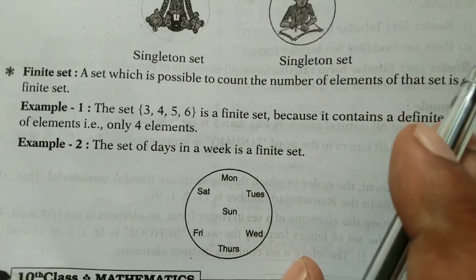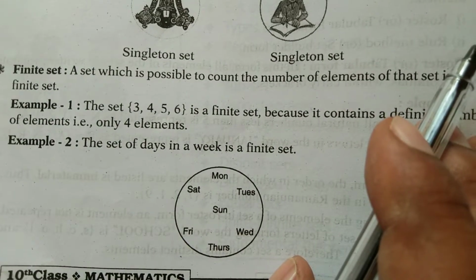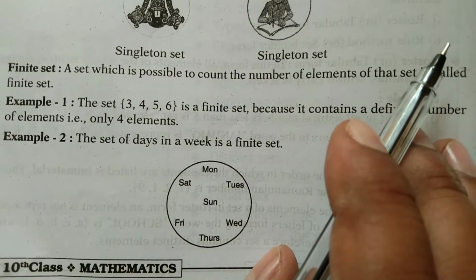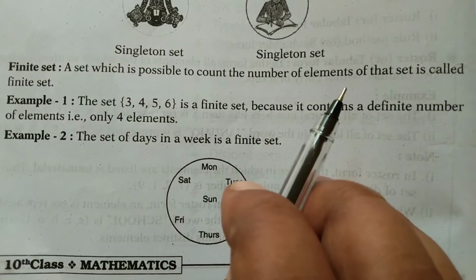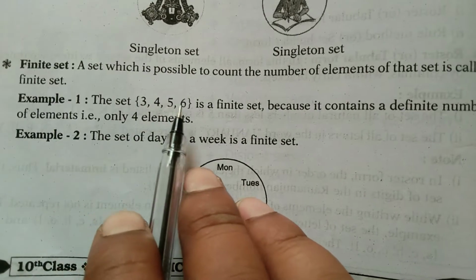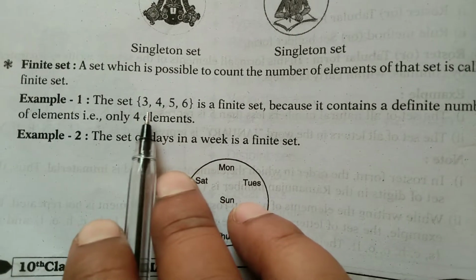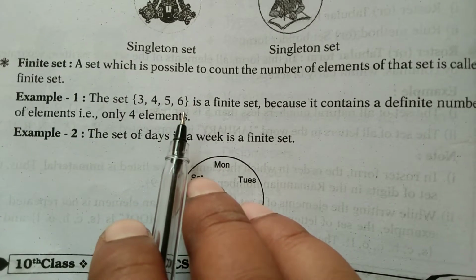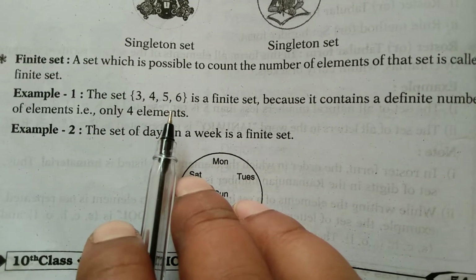The name itself says it, a set whose elements are possible to count. I mean the number of elements in the set are countable. That set is called a finite set. If you see the set 3, 4, 5, 6, it is a finite set because the number of elements are 1, 2, 3, 4. So such a set is said to be a finite set.